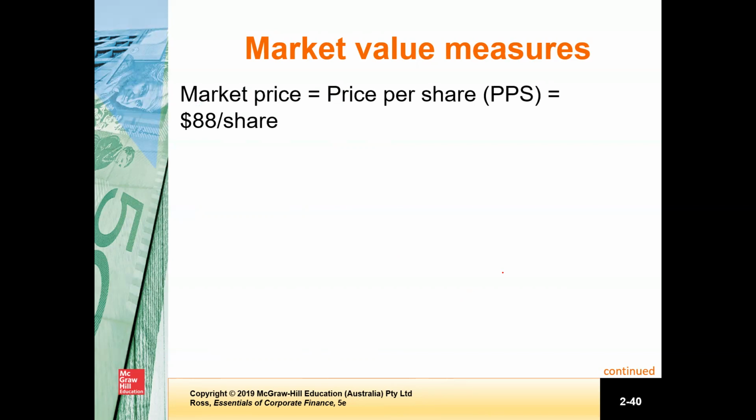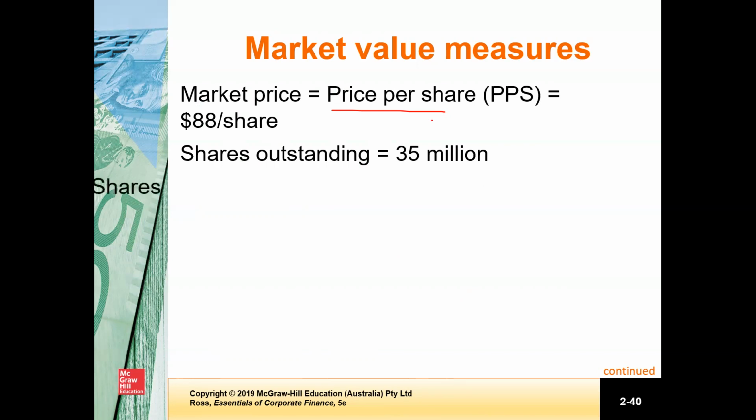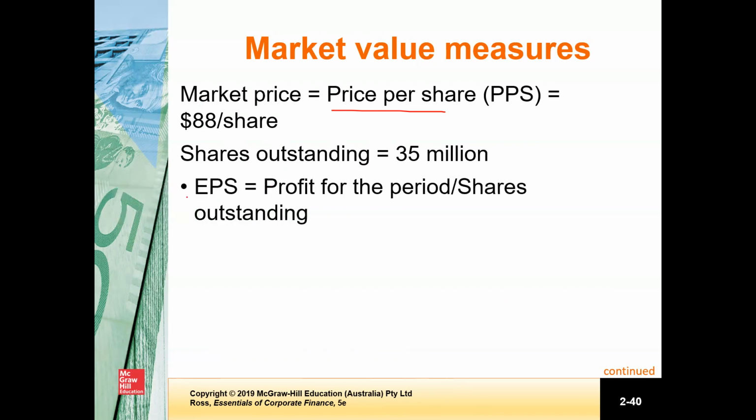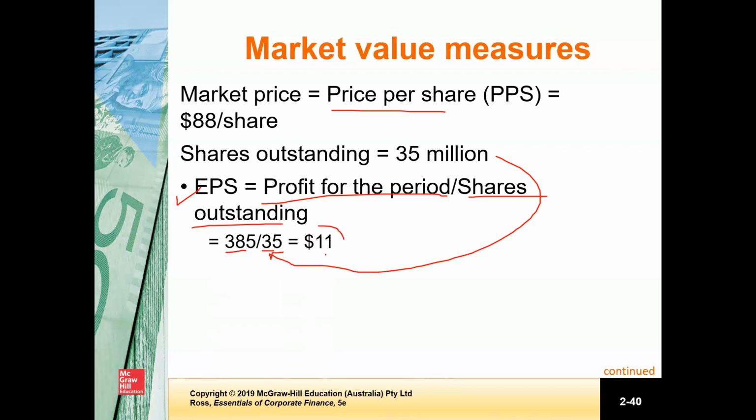So the first ratio that we are looking at is market price. Market price is price per share, right? For example, shares outstanding is 35 million. So EPS, that's the first one we are looking at. EPS is profit for the period divided by shares outstanding. For example, the profit for the period is 385 and the number of shares outstanding is 35 million. So earnings per share is $11, which means that the company earns $11 for every share.